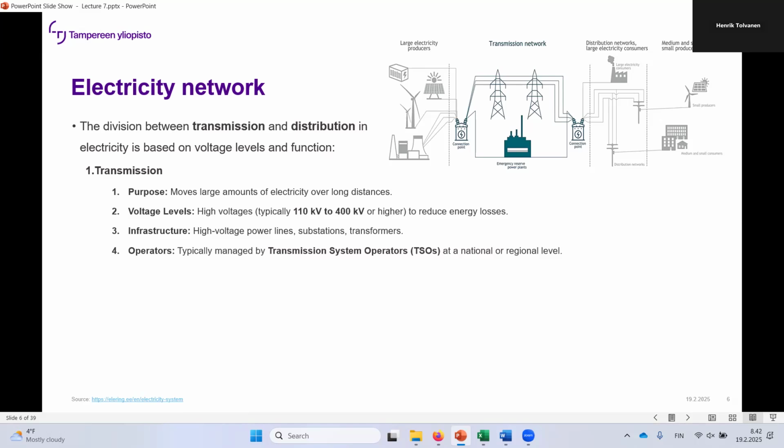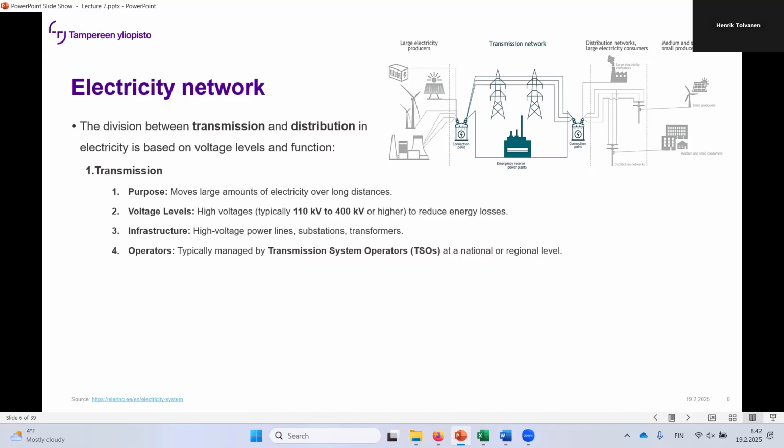It requires high voltage power lines, substations, and transformers. I think it's a bit funny that I'm going to show you a map where you can see a lot of this stuff, and it's out in the open. I think that's critical infrastructure, and in my opinion, it shouldn't be as widely distributed information as it is right now. Operators are typically transmission system operators at a national or regional level in each country.